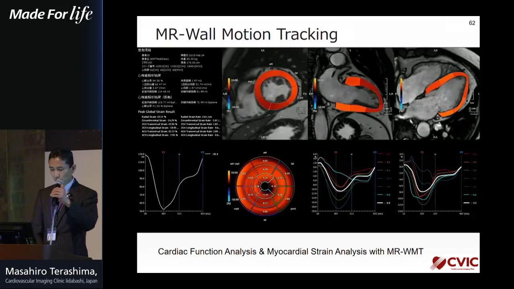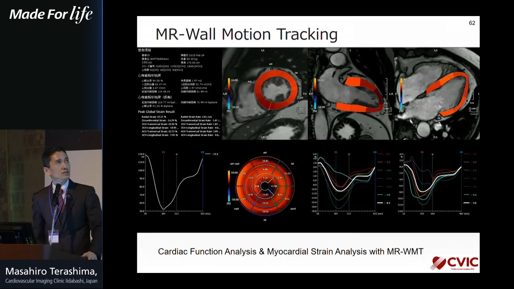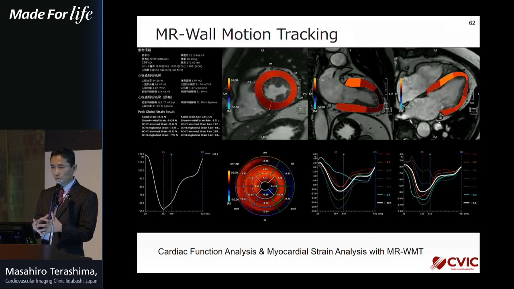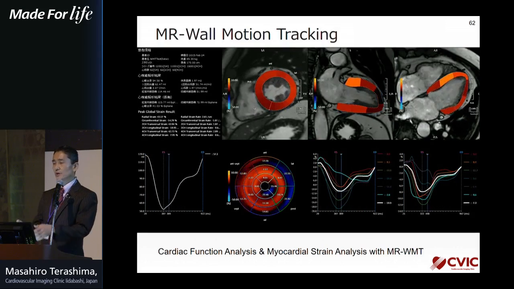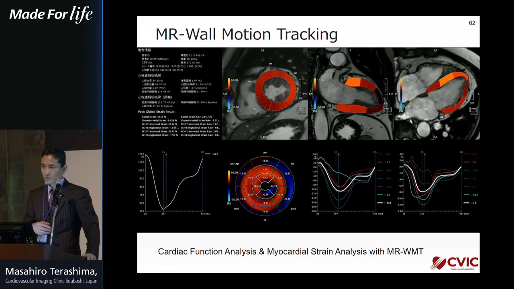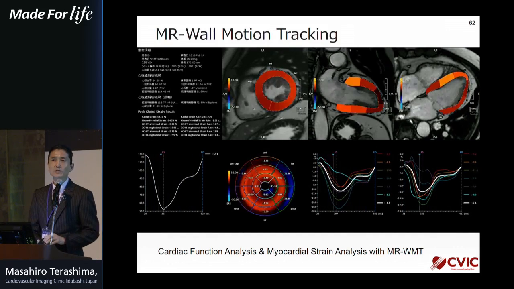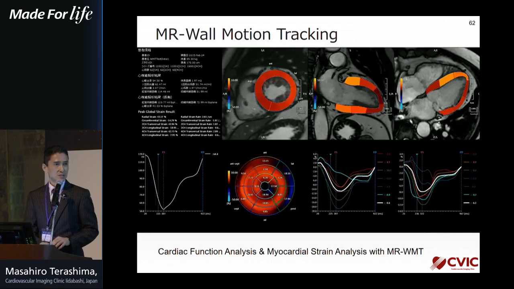But Toshiba developed a very nice sequence and analysis method for feature tracking. They're based on the cine MRI. We can acquire regular cine MRI and calculate the wall strain to get nice result. I think this is the way to go for myocardial strain imaging.